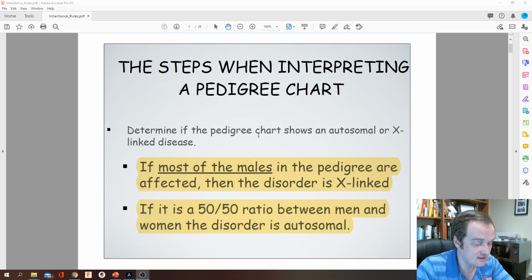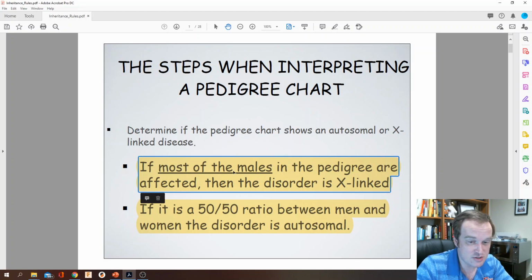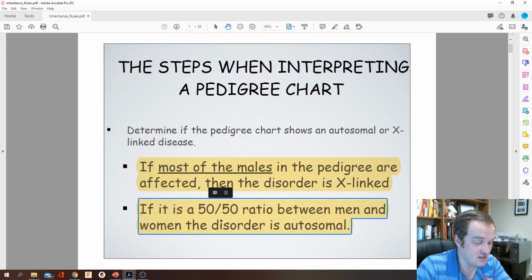And so this handout that I'm going to provide to you has all the rules of how to determine what type of inheritance a disease has. We're going to start with a few simple rules. If most of the males in the pedigree are affected way more than females, then it's an X-linked disorder. And if it's a 50-50 ratio, then it's autosomal, meaning it's on a chromosome that's not a sex chromosome.